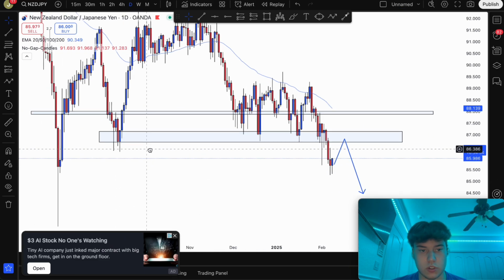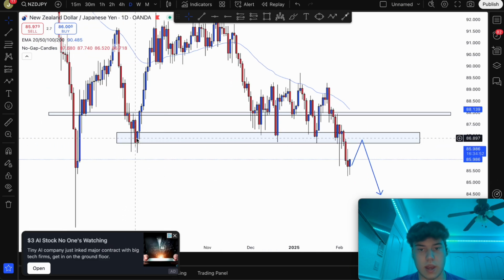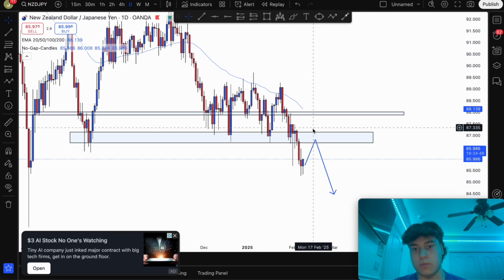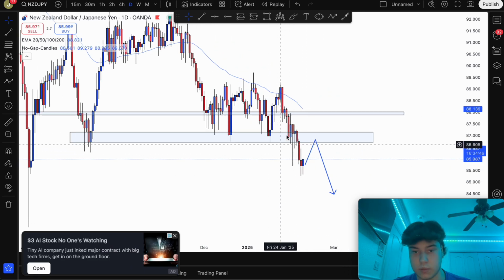So this area of interest, it's okay. We have support, support, support, support. And now we broke and we're going to retest it. Also retesting previous structure to see if we use it as resistance.